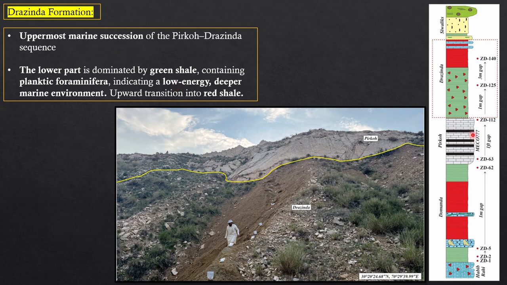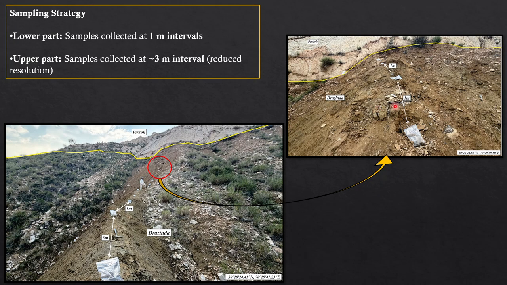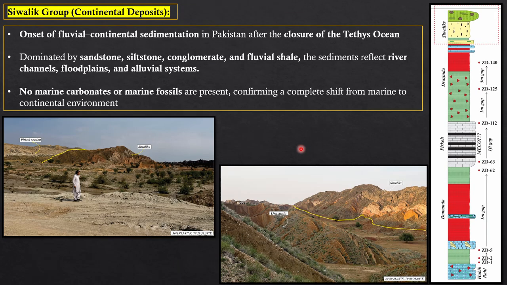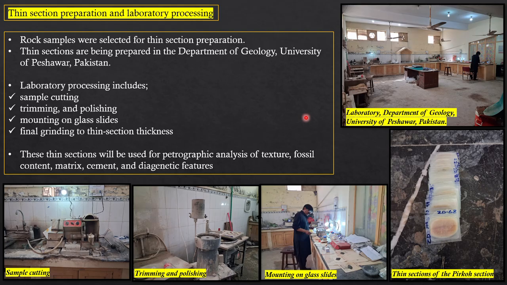And then we have the contact with Drazinda, which is the uppermost part of the formation. In the lower part of Drazinda we took samples at a 1 meter gap, in the upper part at a 3 meter gap, and then it contacts the Sewaliks. It means that this area is the closure of the New Tethys Ocean during the late Eocene to Oligocene time. And then we have the Sewaliks. Sewalik is the fluvial continental sedimentation in Pakistan, so it shows the closure of the Tethys Ocean.